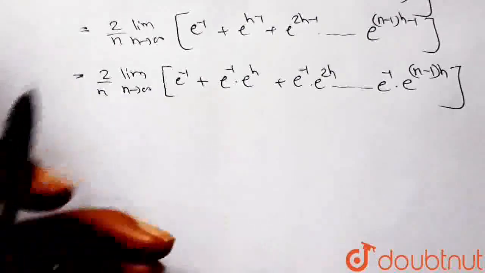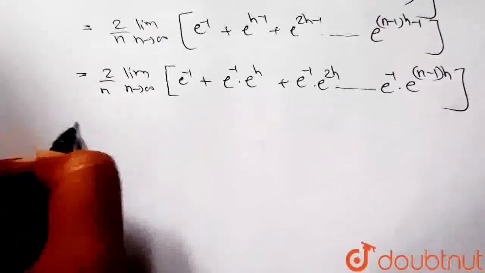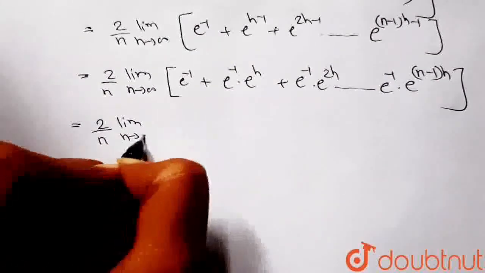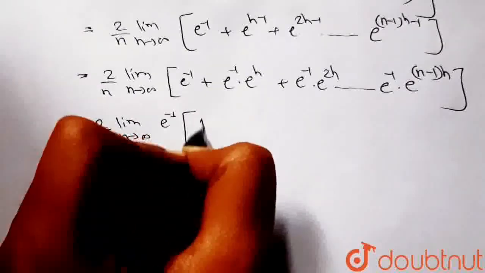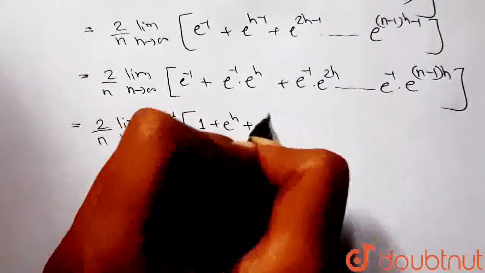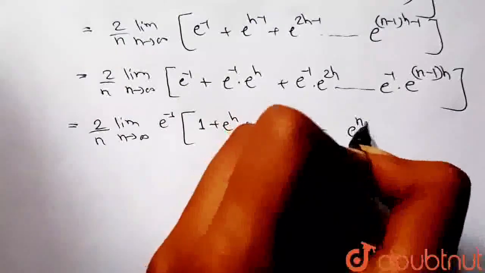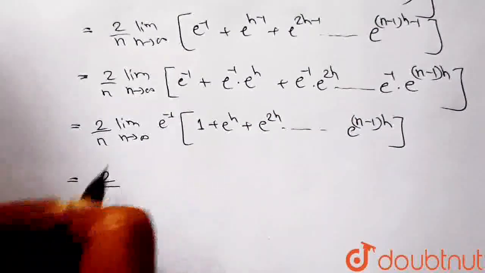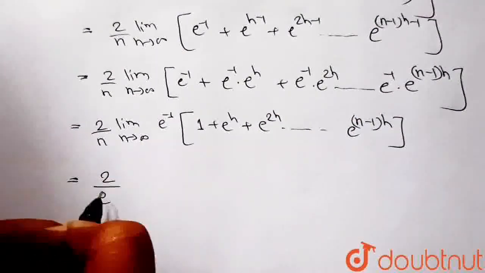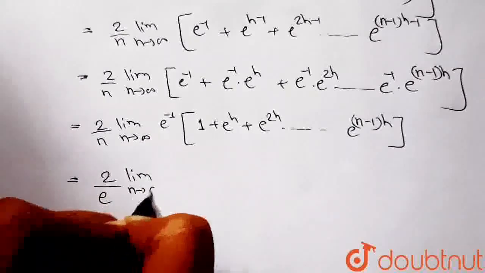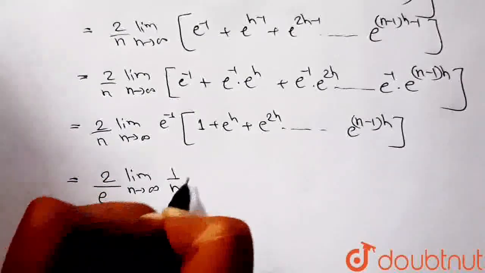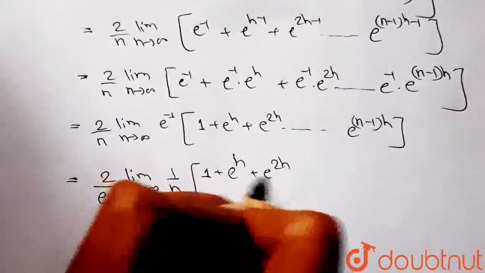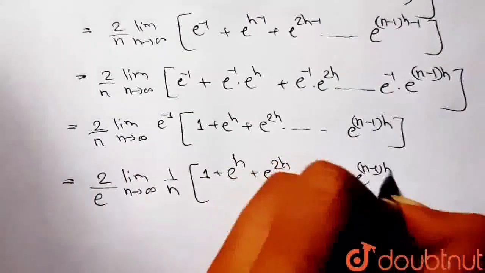Now in the next step we will take e to the power minus 1 common from here, right? So this will become 2 by n, limit n tends to infinity, e to the power minus 1 in bracket 1 plus e to the power h plus e to the power 2h up to e to the power n minus 1 into h, right? I can write this as 2, I'm taking this e outside, so this will be 2 by e, limit n tends to infinity. I'm taking this n inside, so that it will be 1 by n in bracket 1 plus e to the power h plus e to the power 2h up to e to the power n minus 1 into h, right?